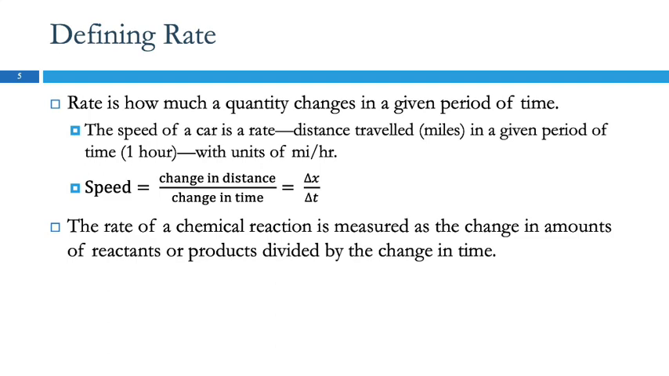So we can define speed as a mathematical equation, the change in distance divided by the change in time, or delta x over delta t. Delta means the same thing it did in Chem 1A. It's the change in, almost always the final thing minus the initial thing. So we can look at the rate of a chemical reaction as the change in the amounts of reactants or products divided by the change in time.